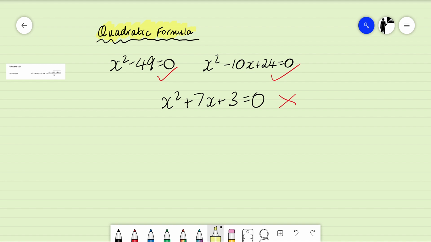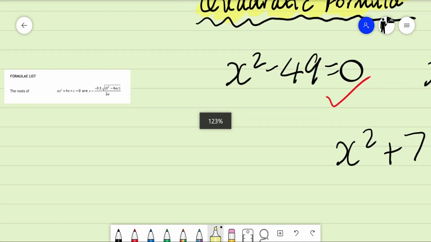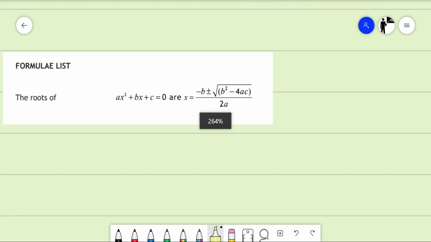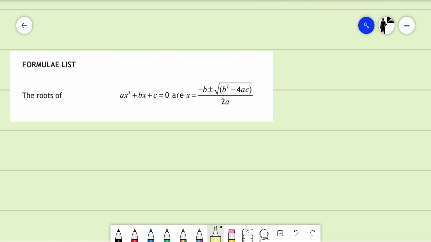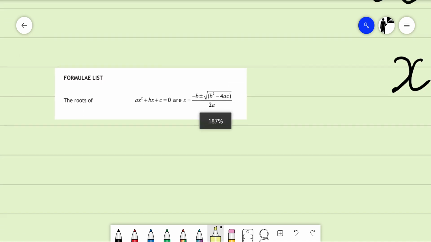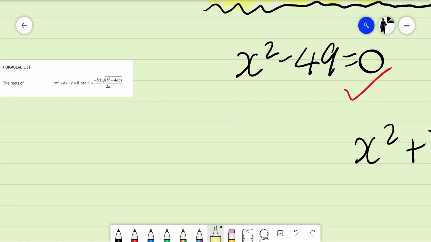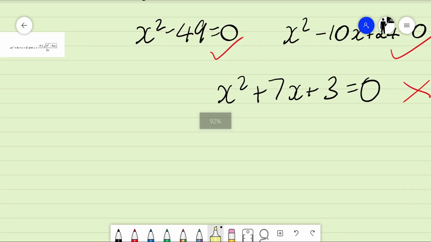Okay, the quadratic formula is given to you on your exam formula list at National 5. It will look something like this. The roots of ax squared plus bx plus c equals 0 are x equals minus b plus or minus the square root of b squared minus 4ac all over 2a. It looks a wee bit daunting, but the actual application and use of it shouldn't be too bad.